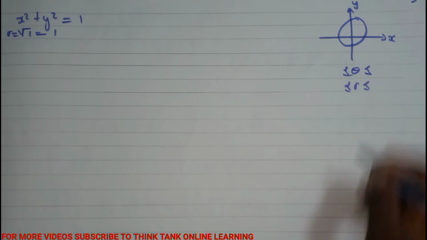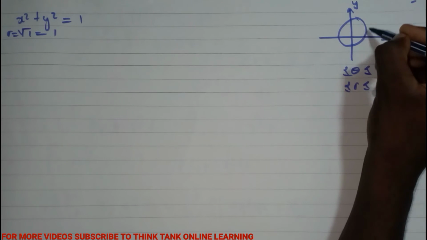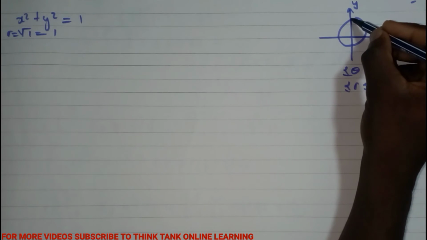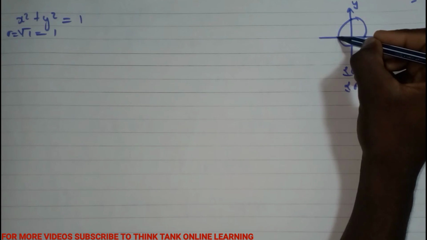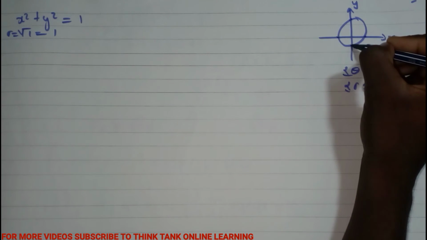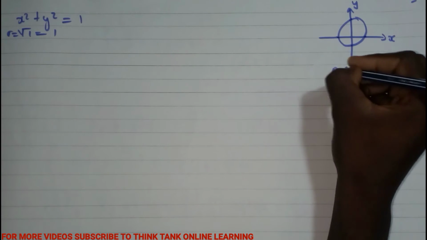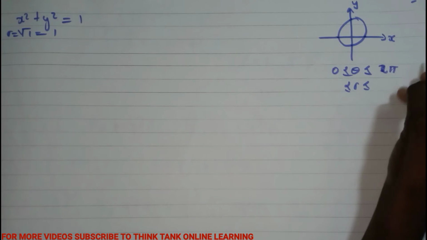For theta, I'm starting at this point in the first quadrant and going in a counterclockwise direction. From here to here it's pi upon 2, or 90 degrees. From here to here it's pi, 180 degrees. From here it's 3 pi upon 2, or 270. Up to here we now have a full circle. So theta ranges from 0 to 360, or 2 pi since we're using radians.